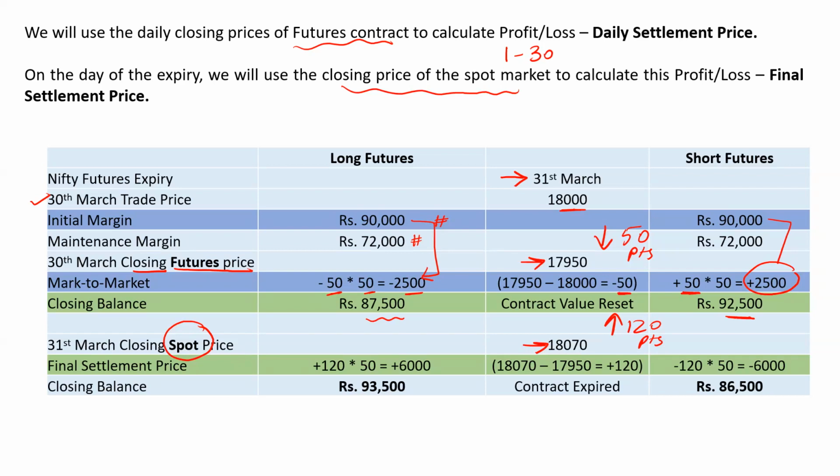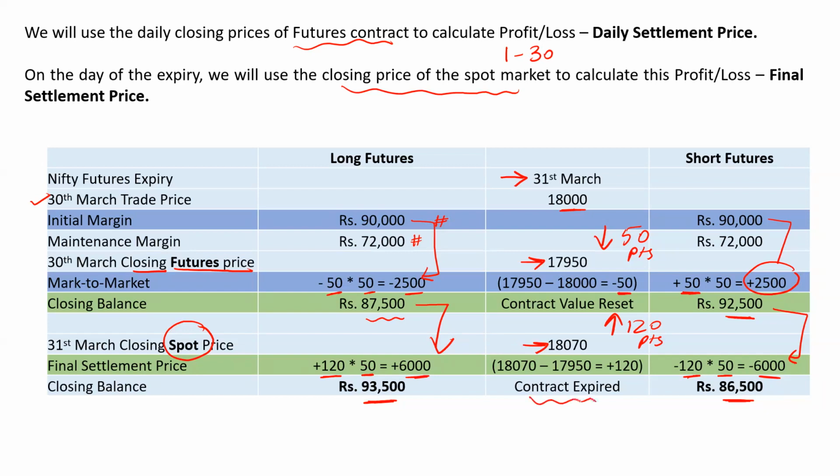So if the market goes up, it is going to benefit the long. The long is going to make 120 multiplied by 50, which is 6,000. So from 87,500, we are going to deposit 6,000. His account is now going to have a closing balance of 93,500. The short is going to lose 120 multiplied by 50, which is 6,000. So this money will be reduced from his account. 92,500 minus 6,000. His account will now have a balance of 86,500.